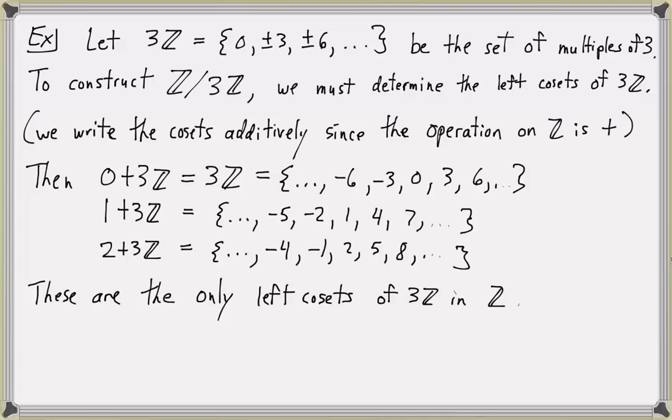And we know that the integers is an abelian group, so 3Z is a normal subgroup of Z. So the set containing these 3 cosets will be a group.